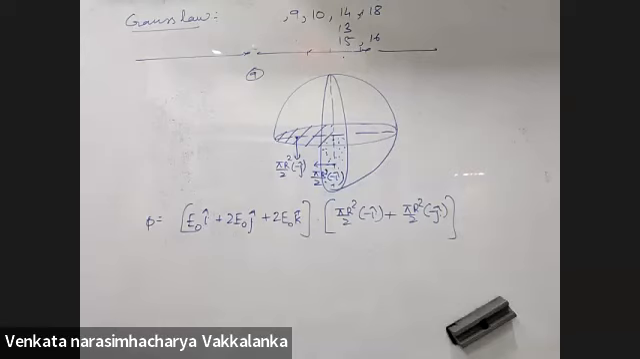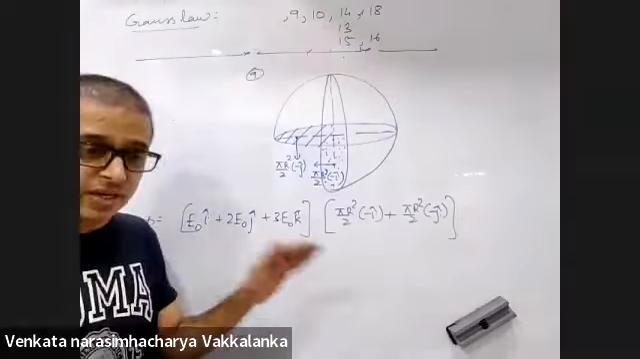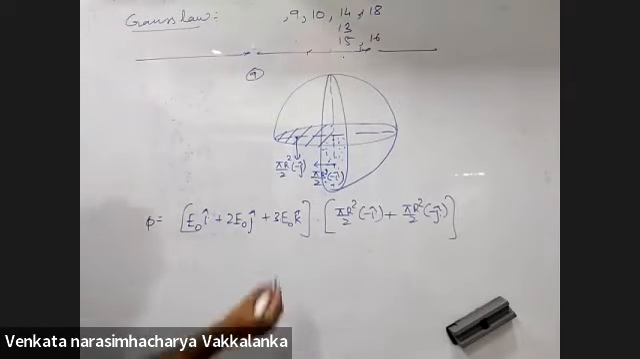In the ninth question, what is the answer given? A. You will get A only if you take 3 E naught. In the question you will have to make the change. One second, let me do the simplification. Then you will make the change.